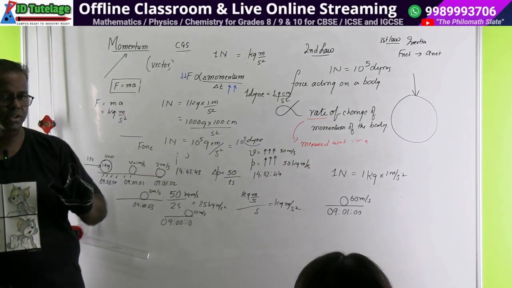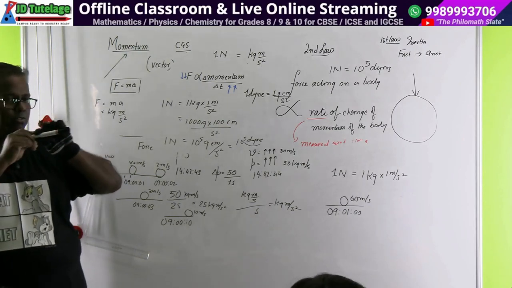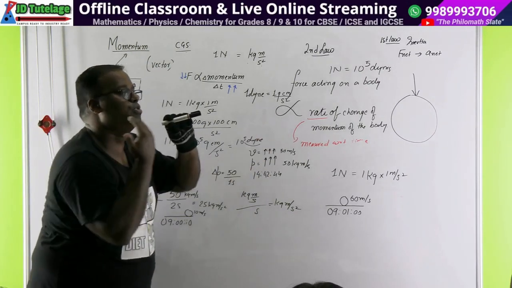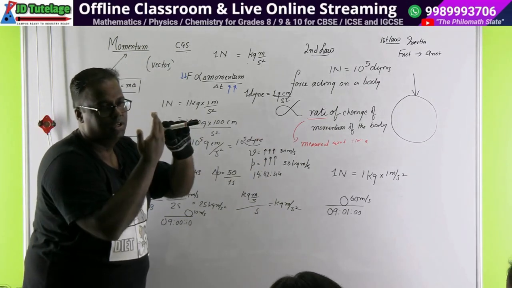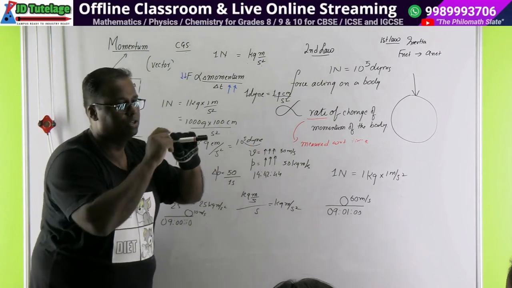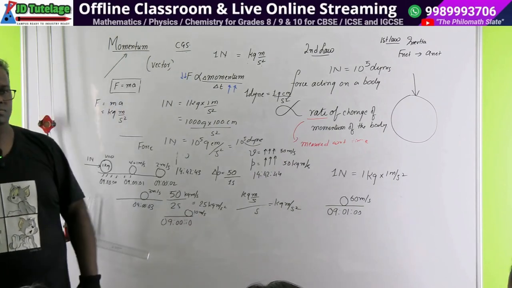Did you get this thing clear? This is a car. Think you are from the car's perspective. Car slows down. Why? Because car gets a force on the opposite side, braking force. Acceleration is opposite to the car. For the car, it is deceleration. For the braking force, it is acceleration. Okay?